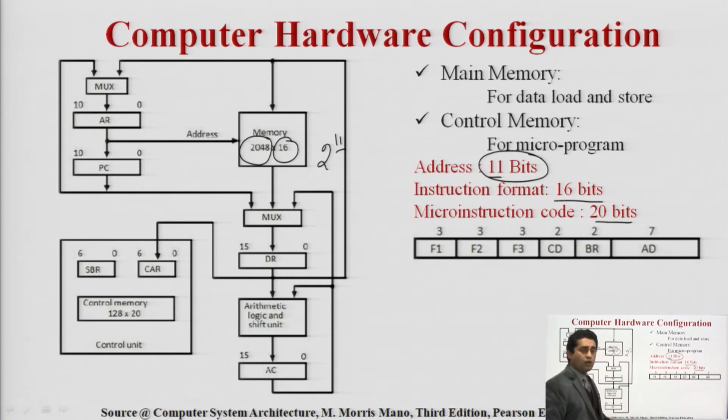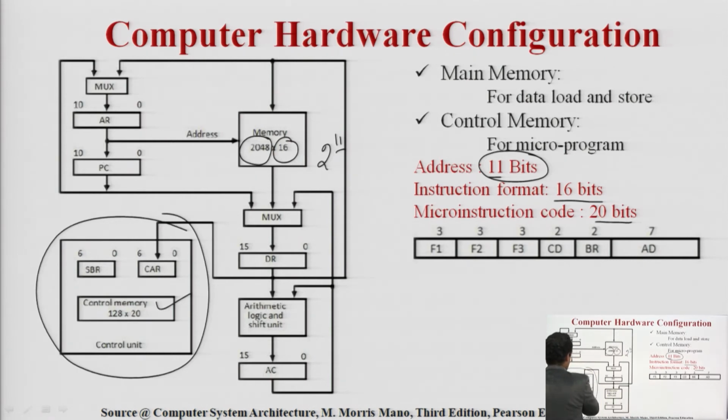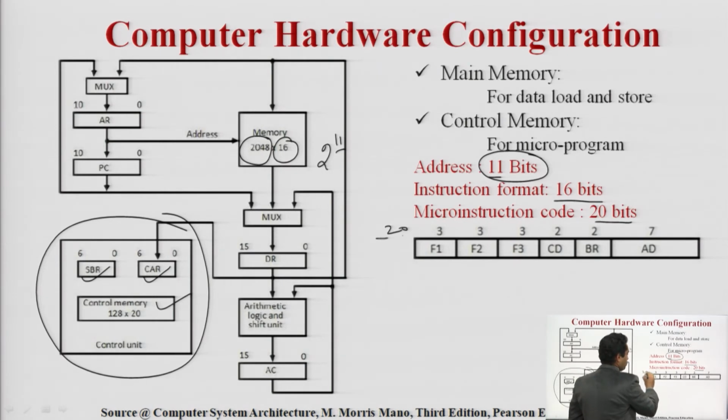It is again bifurcated into the micro operations and the instruction address of this microprogrammed control unit control memory. So this is basically a structure. Here you can see this is a microprogrammed control unit where we have this control memory, subroutine register, and the control address register. Now what is next? Next is the bifurcation of these 20 bits.